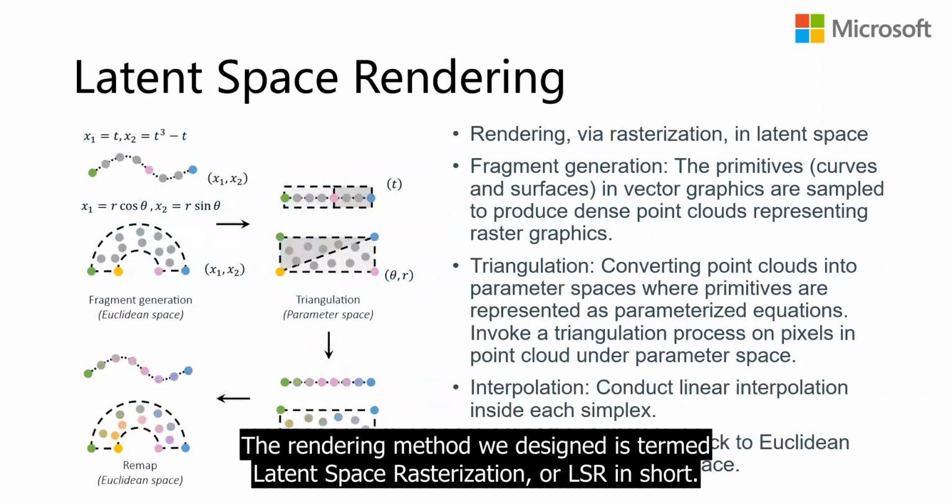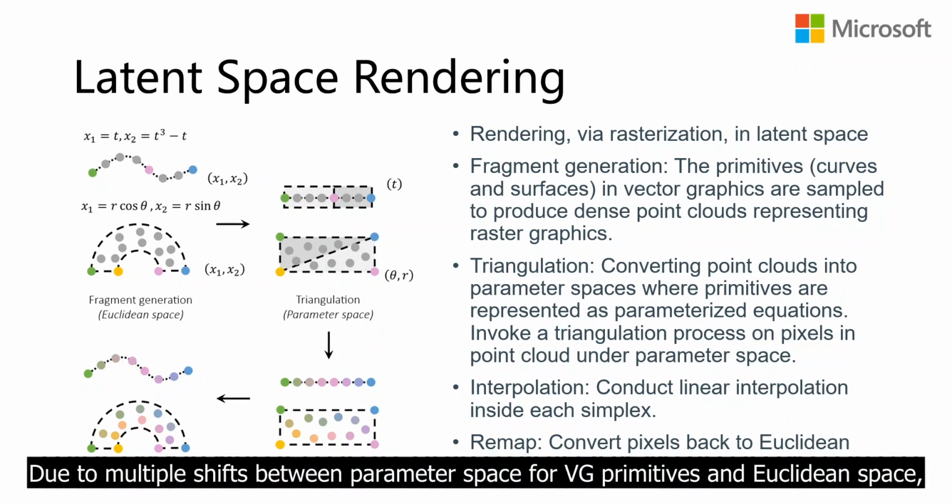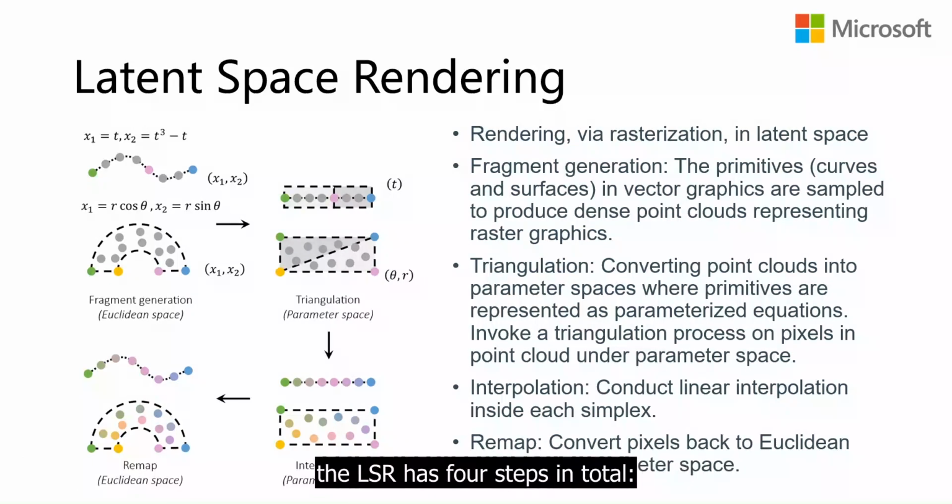The rendering method we designed is termed latent space rasterization, or LSR in short. It implements a renderer in latent space via rasterization. Rasterization is a mature technique in computer graphics. Similar to that technique, our LSR has two major steps: fragment generation and varying interpolation. Due to the multiple shifts between parameter space for VG primitives and Euclidean space, the LSR has 4 steps in total.